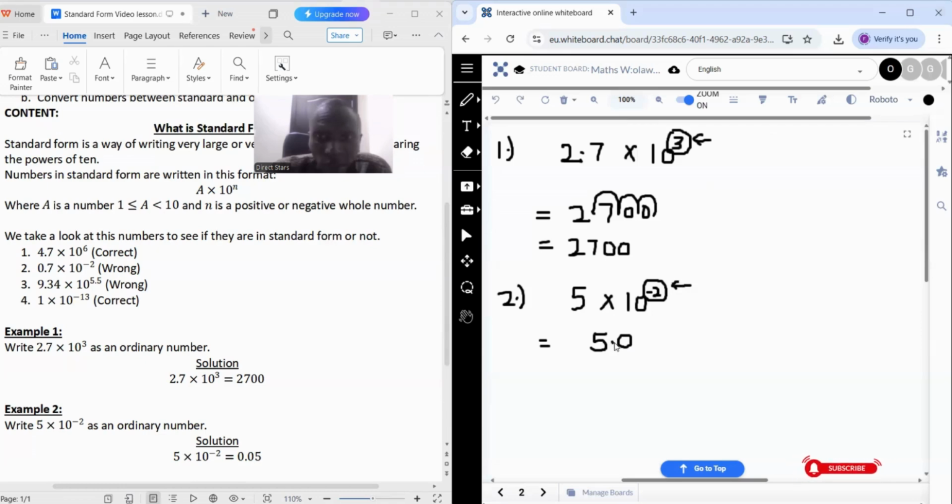So moving this 2 places to the left-hand side, we have 1, we have 2, to mean that we're going to have a point here. So we're going to have this now to be 0 point, where we move our point to 0, 5. So 5 times 10 raised to the power minus 2, which is in standard form, in ordinary form is 0.05.